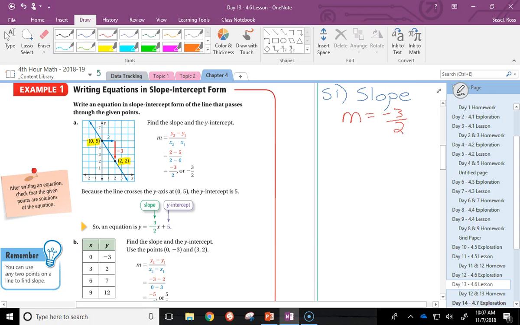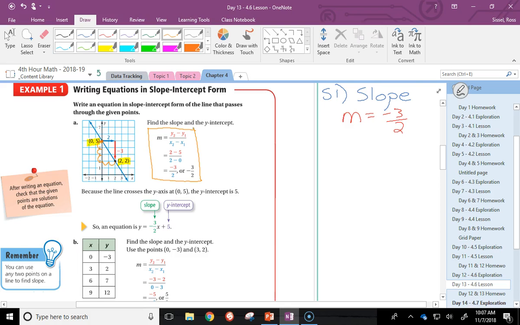Remember, we got that by looking here. This is our first point. And I do rise. I'm going to go down. 1, 2, 3. So negative 3. And we went over 2. 1, 2. If you look here, they went ahead and they used the coordinates to find their slope. And that's okay. So the first thing is we have to find the slope.